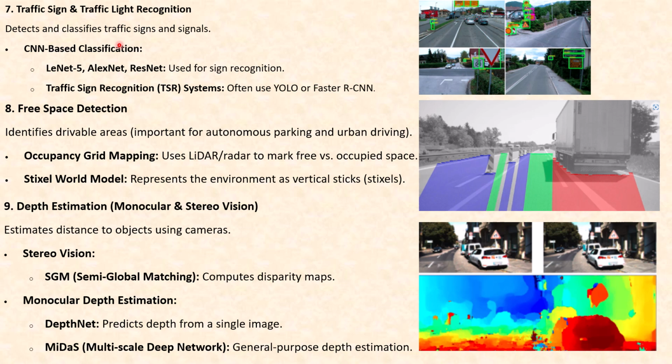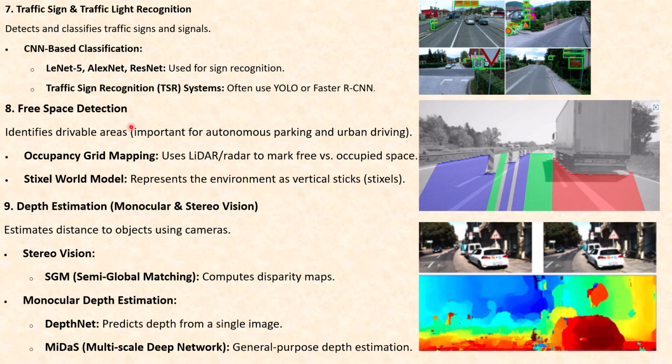Now, what are the further applications? The further applications are traffic sign and traffic light recognition. This particular functionality also has its own ready-made perception algorithms. For example, CNN-based classification like LeNet-5 and AlexNet is used for sign recognition, and traffic sign recognition often uses YOLO and Faster R-CNN. I'm sure you know what YOLO is: You Only Look Once.